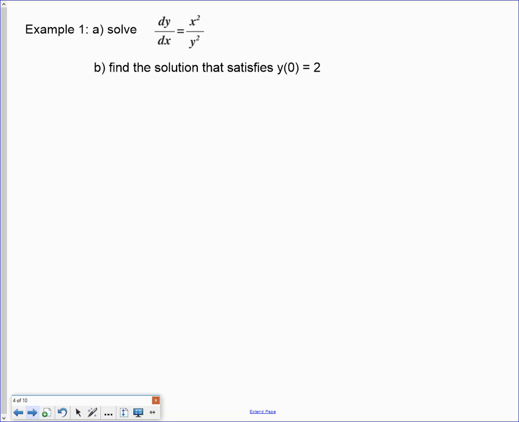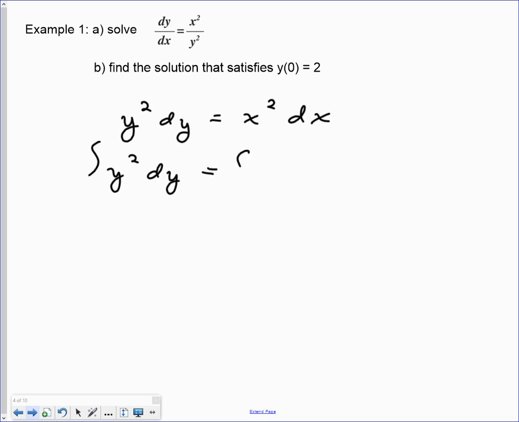So this one's pretty nice here. We already can see how this separates apart. We've got all the x stuff up in the numerator on the right-hand side, all the y stuff down in the denominator. So we can just cross multiply and get y squared dy equals x squared dx. And then we're going to integrate both sides.